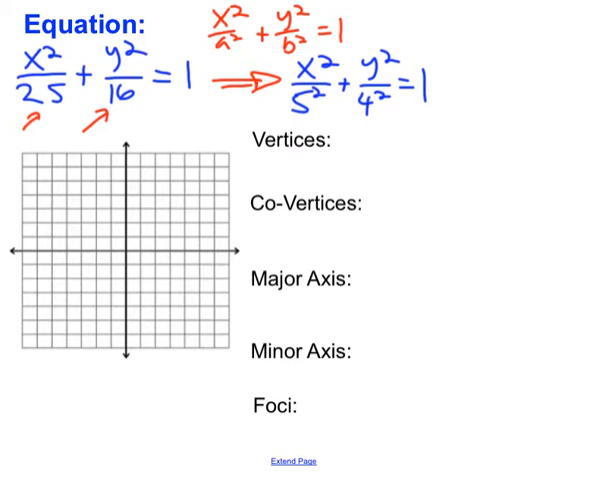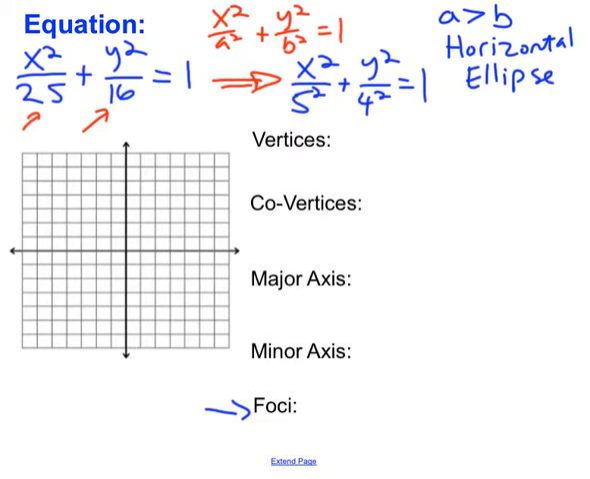Now, one thing to note here is that a is greater than b, which means that this will be a horizontal ellipse. It also means that our foci will be located along the major axis, which will be the horizontal axis in this case.